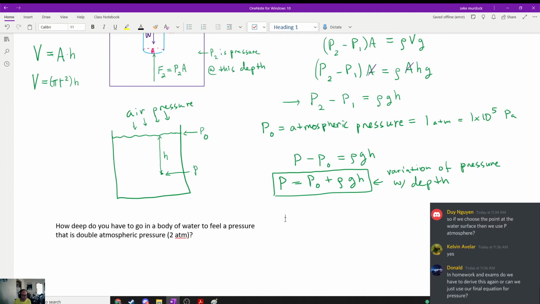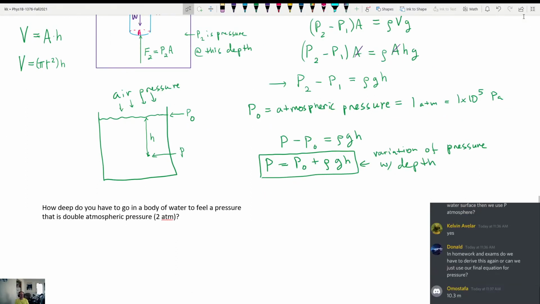Yeah, you don't need to derive this again, Donald, no. You can just use this equation. Okay, hold off on the answer, Mustafa. It's good that you got an answer. That's okay, though. So Mustafa got 10.3 meters. That is the right answer, by the way. But everyone else, just keep working. Don't worry about whether you get it right or wrong. Just try to figure it out yourself.